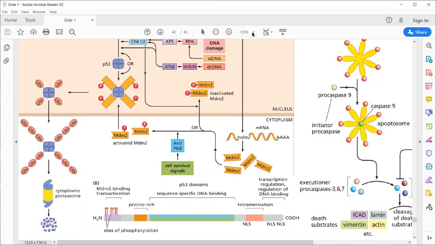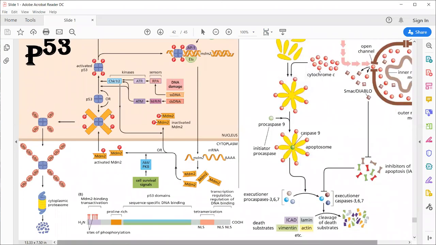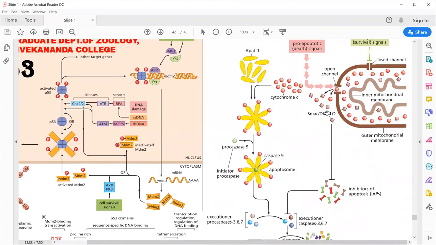Now coming to the part where I left off in the previous slide. In the previous slide, we said that cytochrome C leaks out. Along with cytochrome C, SMAC and Diablo leak out. The moment SMAC and Diablo leak out with cytochrome C, they interact with IAPs, as a result of which APAF is free.